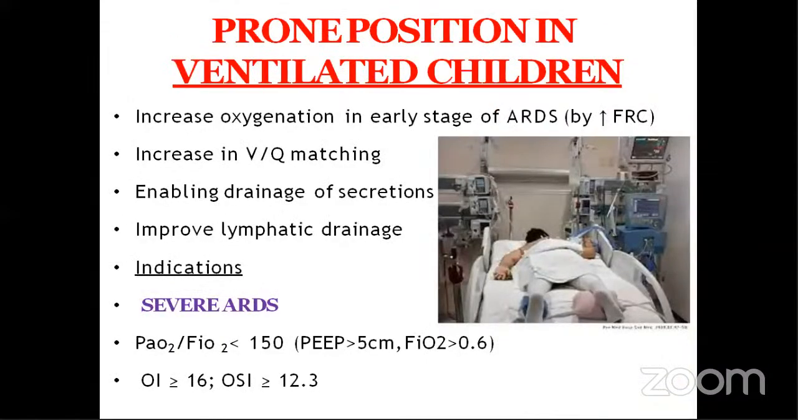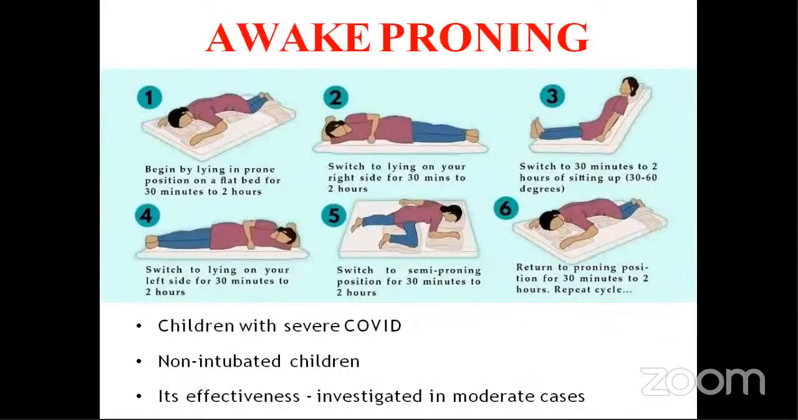Prone position in ventilated children can be practiced. This increases oxygenation in early stages of ARDS by increasing functional residual capacity, improving ventilation perfusion matching, enabling drainage of secretions, and improving lymphatic drainage. The indications are severe ARDS, children with severe COVID, and non-intubated children, and its effectiveness is still being investigated in moderate cases. If you happen to practice awake proning, there are 6 positions as you can see here in the photograph.